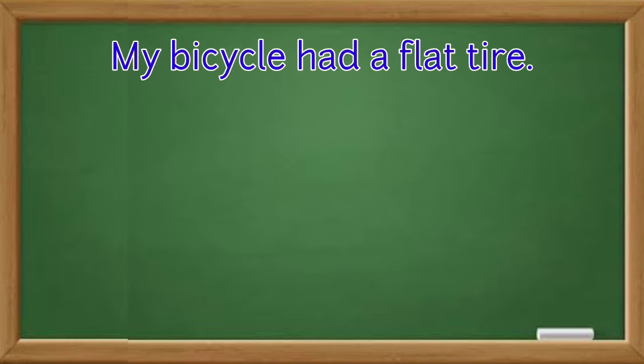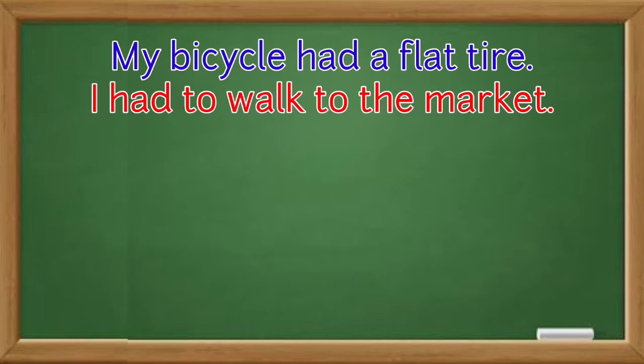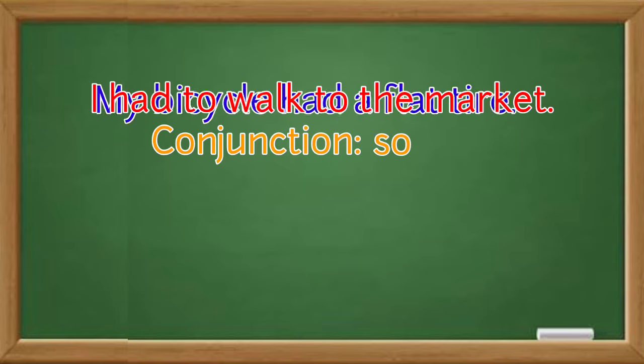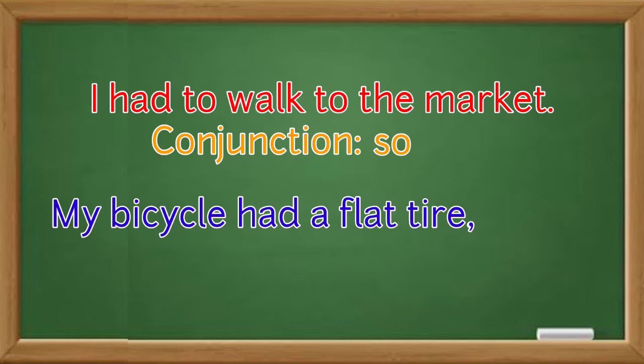My bicycle had a flat tire. Another independent clause. I had to walk to the market. So let us make a compound sentence out of these two independent clauses or simple sentences. But we have to decide what coordinating conjunction we should use to connect these two clauses. What should we use? We should use so. Alright. Now we can take the first independent clause. My bicycle had a flat tire.